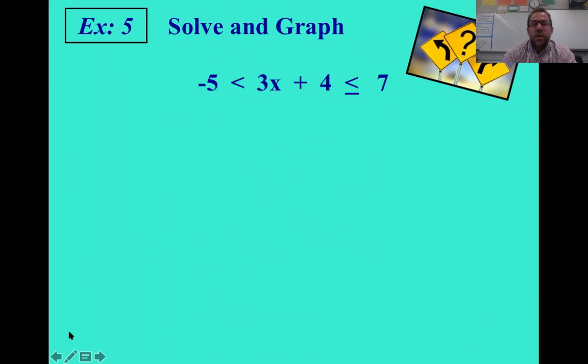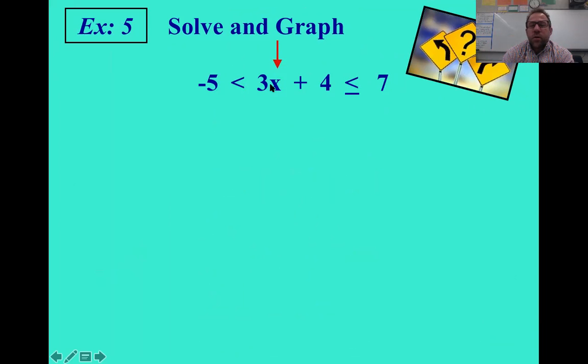Okay, so once again, think to yourself, is this going to be an in graph or is it going to be an out graph? Look where the variable is. The variable is in the middle. It's in between, so it's going to be an in graph. Okay, now we're just going to solve this like we normally would. So here's our variable right there.